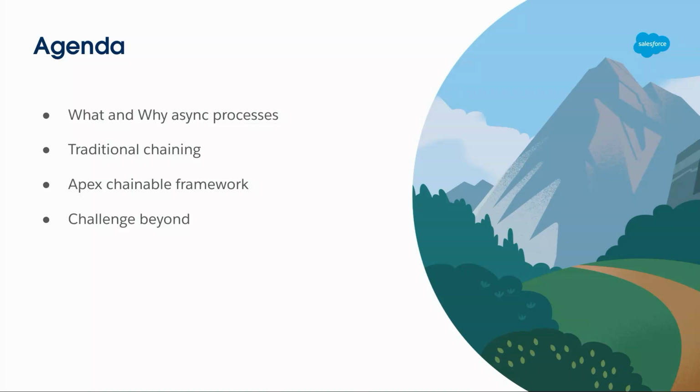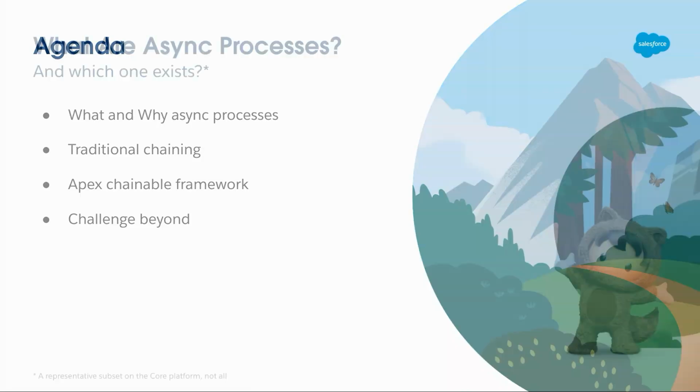Then we're going to proceed onto the use case of chaining of the async processes, which is usually the one that we struggle with a bit. We'll talk about a framework that enables the chaining to be easier to manage, and we're also going to talk about the challenges beyond chaining that we usually face with this kind of use case.